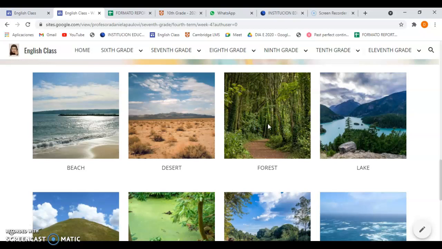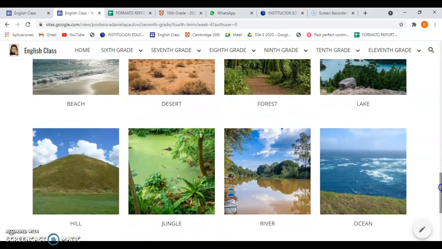Forest. Como podemos observar en la imagen, es un bosque. Then we have lake. Lake, un lago. It can be big or it can be small. It doesn't matter. Grande o pequeño, it's lake.